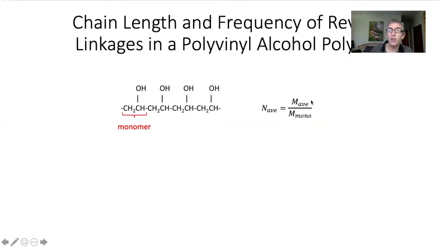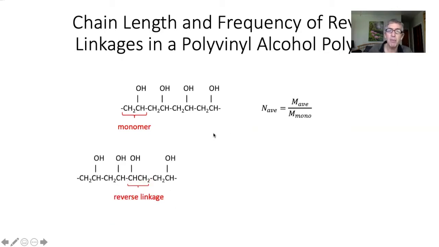And what we want to determine for our samples, which are polydispersed, first of all, is the average molecular weight. From the ratio of that to the molecular weight of a monomer, you can determine the average number of monomers in a chain. So that's the first thing we'll determine. Now, the second thing we want to determine is a chemical property displayed right here.